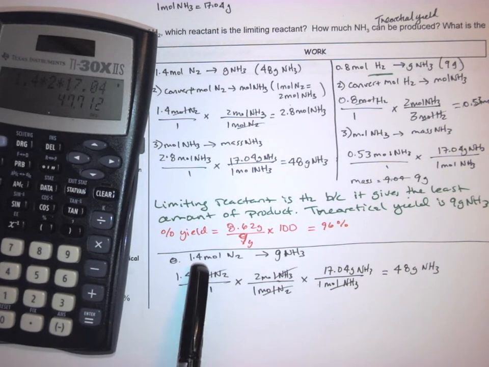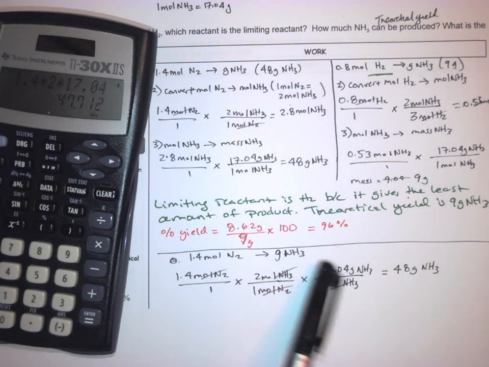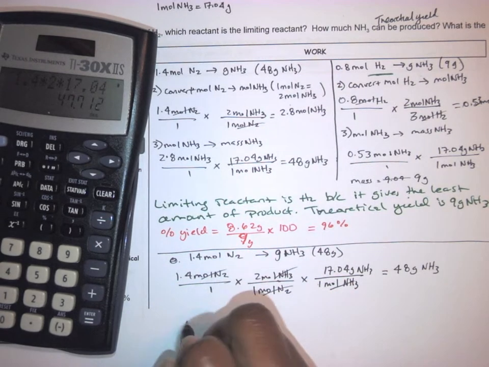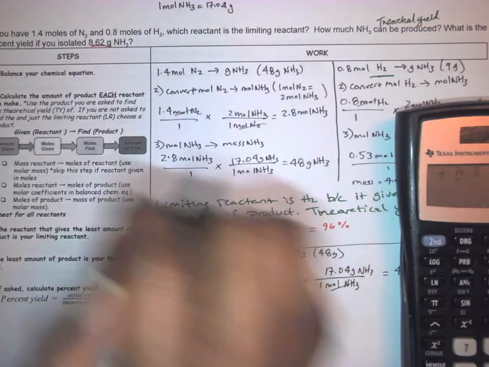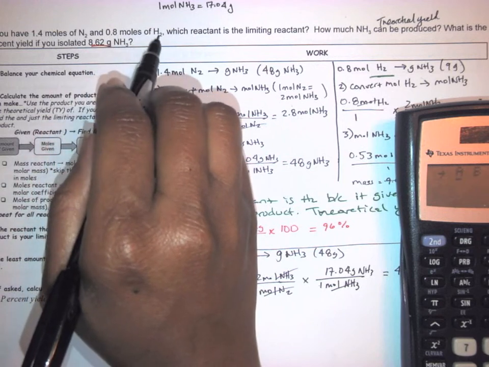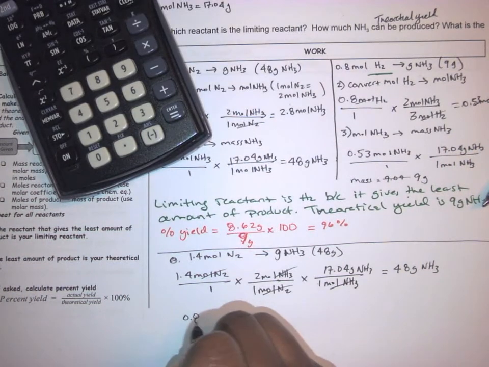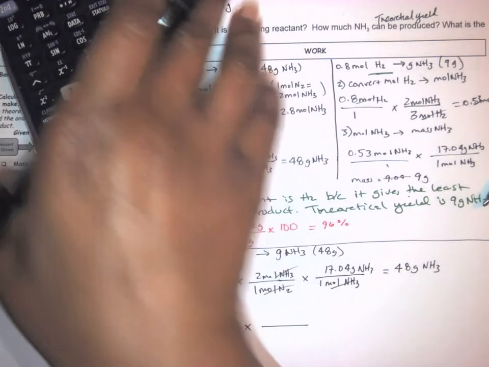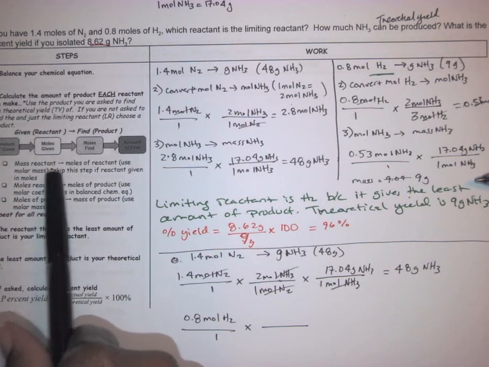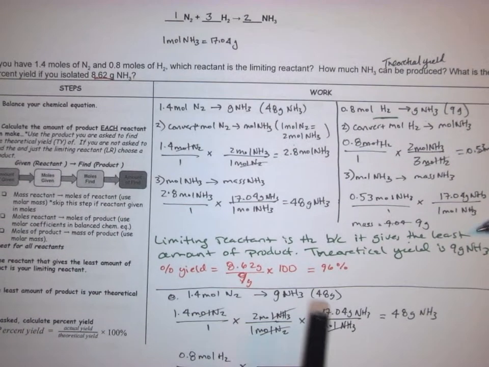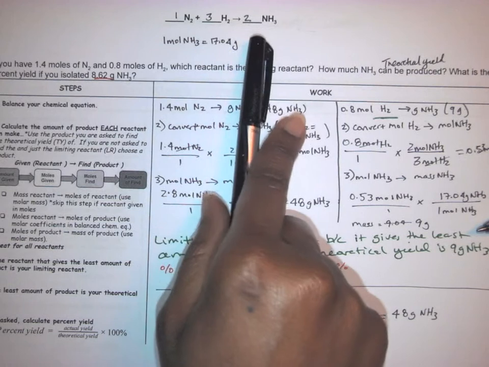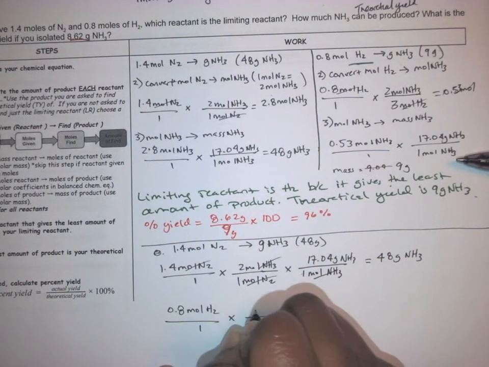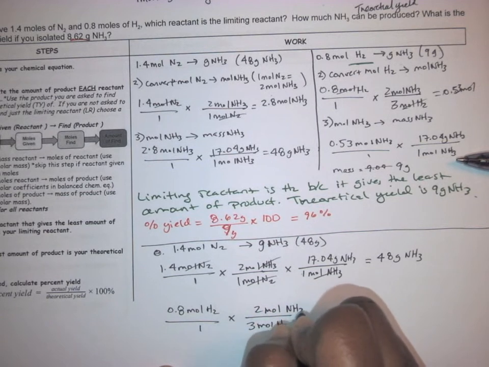Now we're going to do the same thing. So we found for 1.4 moles of N2, we get 48 grams of NH3. We're going to do the same thing now for H2. So we're given, in this problem, 0.8 moles of H2. So we're starting here, moles of given to moles of find. Use the coefficients in the balanced chemical equation. So we have 3 moles of H2 and 2 moles of NH3. 3 moles of H2 go on the bottom, so the moles of H2 cancel out, and 2 moles of NH3 go on top.